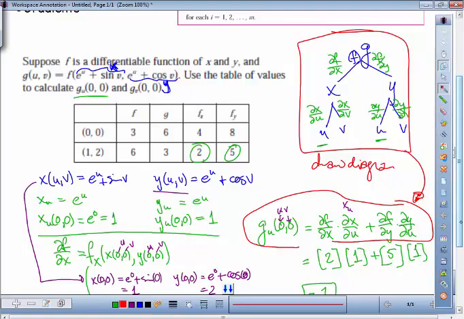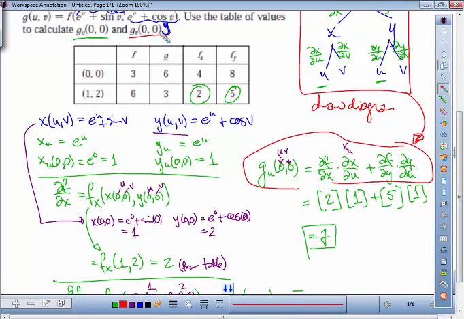So this is only one of them. There's another one that's g sub v of 0, 0, but we're not going to do that. You guys can try to figure that out. You set up the same sort of formula, and then you find the components of what's needed. You'll probably still have to use the 1, 2 things.